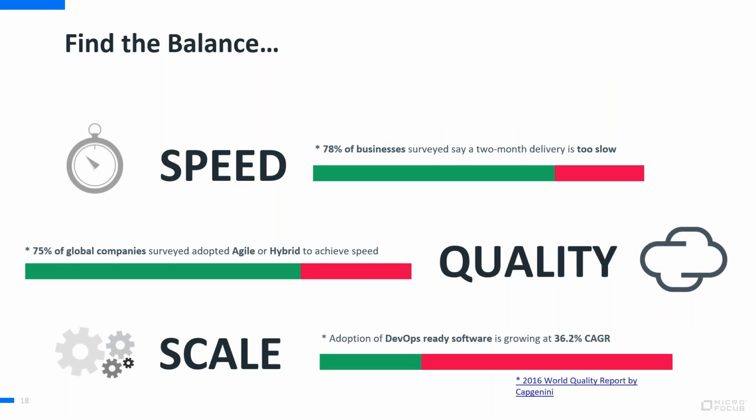All right, a couple of statistics. 78% of businesses surveyed said 2-month delivery was too slow, and about that same amount said 75% of they were going to adopt agile or hybrid to start to increase, and ultimately scale to more deliveries, more deployments faster and faster. So by incorporating DevOps into your ecosystem, you're going to be able to be more responsive to your business needs, more deployments, better collaboration. Those are kind of the cornerstones of the DevOps philosophy. It's more about a culture and a frame of mind than an actual tool or a set of tools.